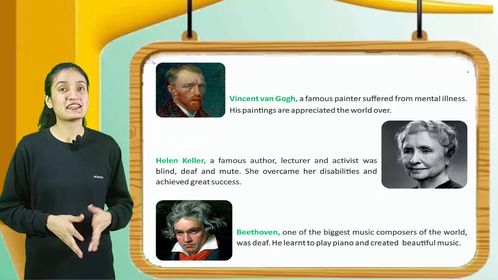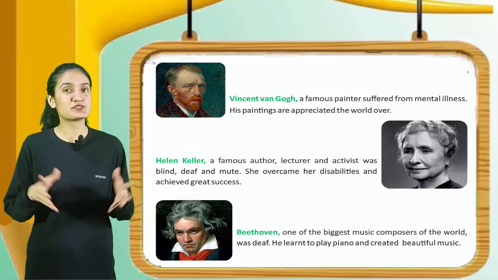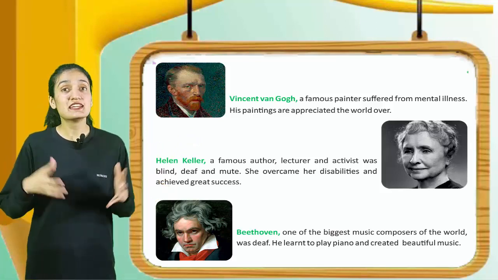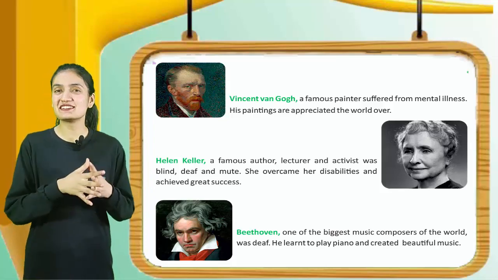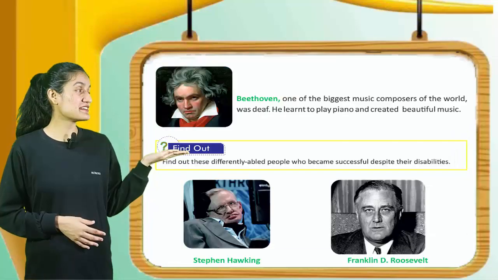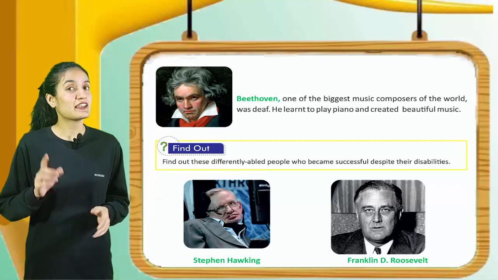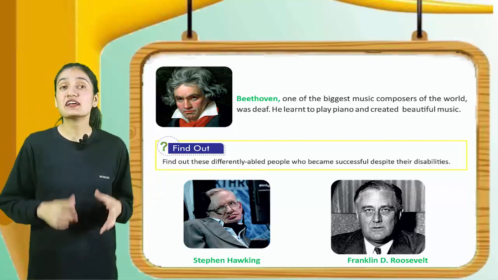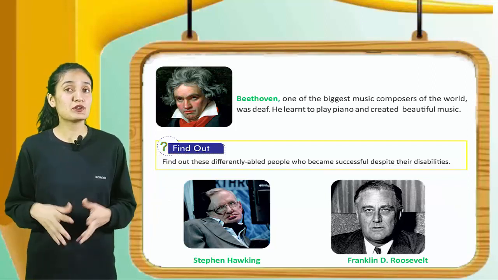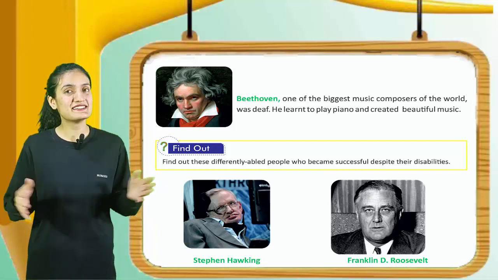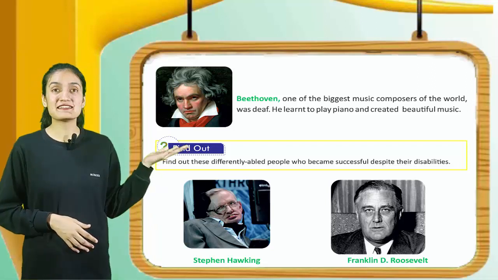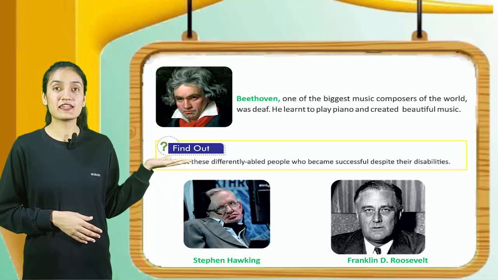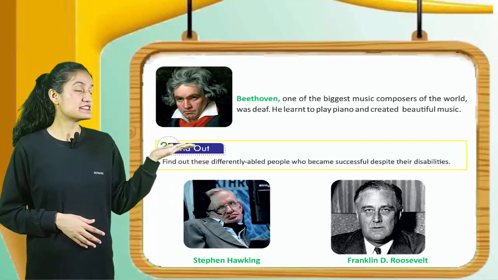Now, Beethoven. One of the biggest music composers of the world was deaf. He learned to play piano and created beautiful music. Here you can see the picture of Beethoven. Now students, let's find out these differently abled people who became successful despite their disabilities. Recognize these pictures of Stephen Hawking and Franklin D.